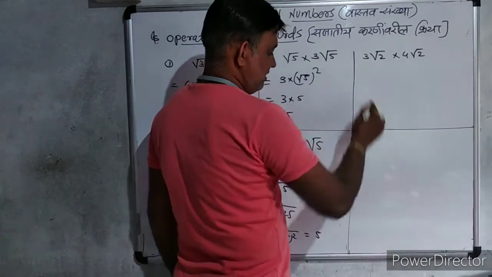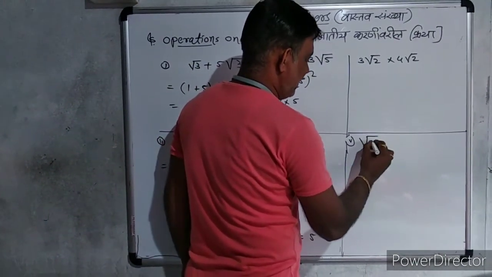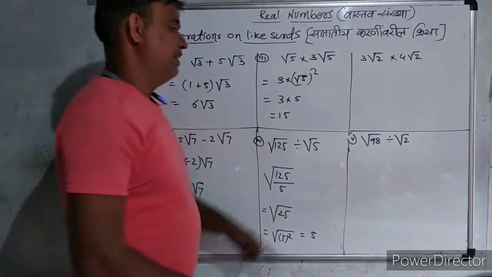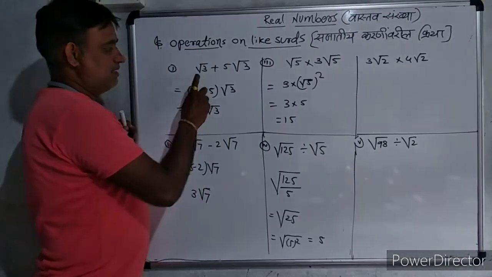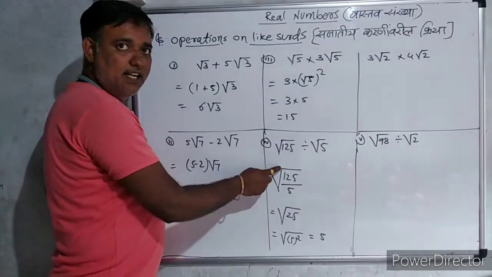Fifth example, this is for you for homework. Radicand 98 divided by radicand 2. You have to solve this example like this. Okay. Which are four operations? Addition, subtraction, multiplication and division.